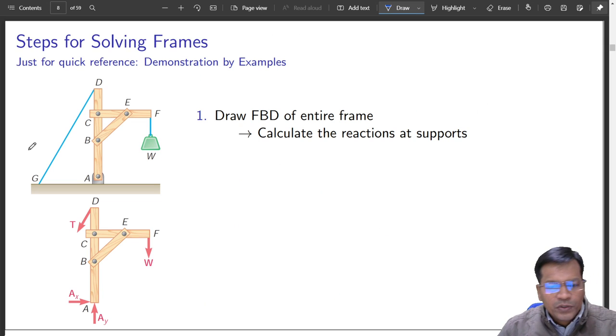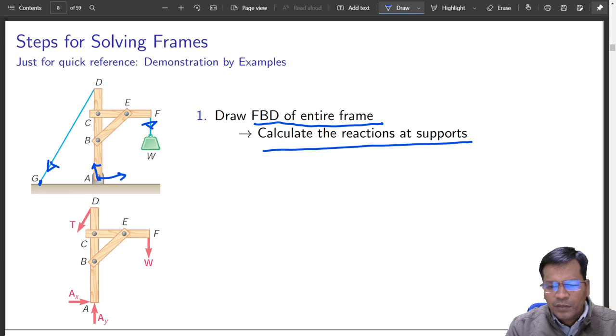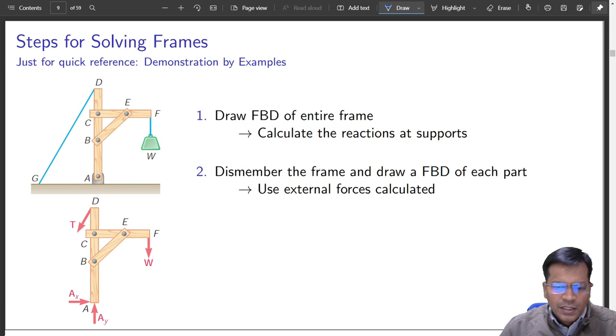So, the steps for solving frames, as I have said. Draw free body diagram of the entire frame. Calculate the reactions at the supports. So for this pole light or maybe a hanger, you can see reaction forces something like this. If it is a rope, it can be like this. These are external forces, is it not? And the rest everything is internal forces. So reactions at the support can be easily found. This is an external force. Supports are this and this. Next, dismember the frame and draw free body diagram of each part.